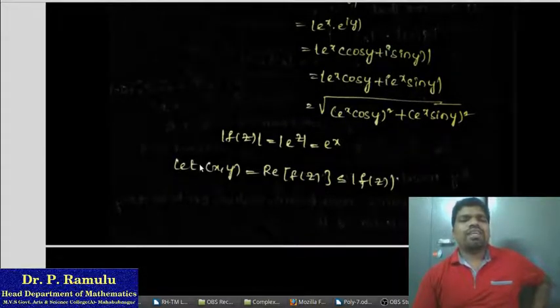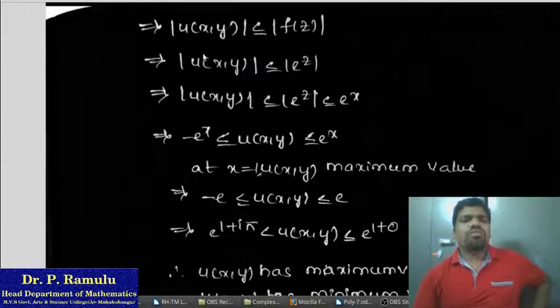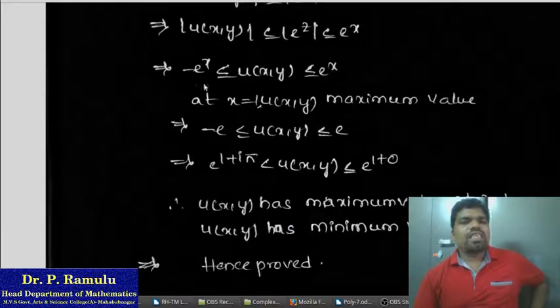Now u of x, y, the real part of f of z, is less than or equal to mod f of z by the properties of complex numbers. Here f of z is e to the power z, and the modulus of e to the power z is e to the power of x. So u of x, y is less than or equal to e to the power of x. It may be written as minus e to the power of x less than or equal to u of x, y less than or equal to e to the power of x.